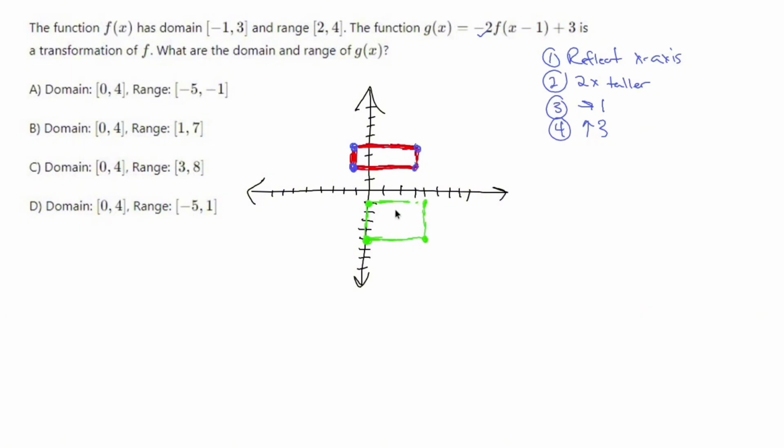My new domain is going to be from 0 to 4. And my new range is going to be from -5 to -1. Terrible, terrible, awful, gross problem. But that's how you do it.